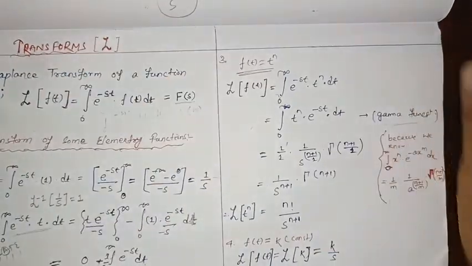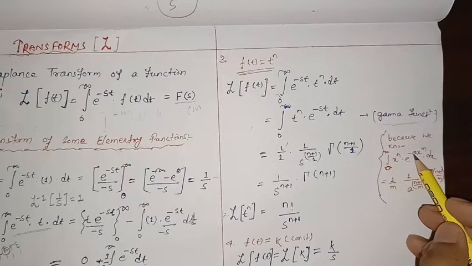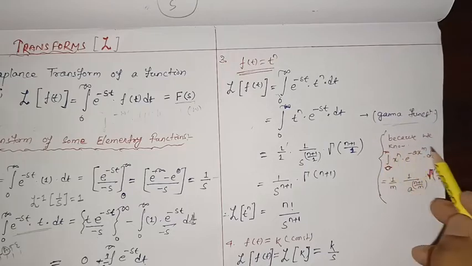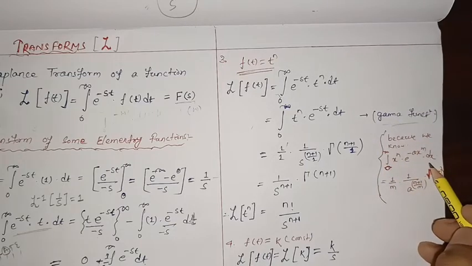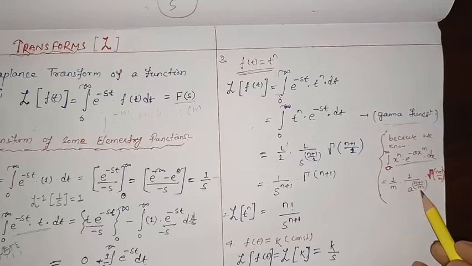You can find that the integral from 0 to infinity of x to the power n e to the power minus a x to the power m dx is a gamma function. You can follow the short video. The value of this integral is nothing but 1 by m into 1 by a to the power (n plus 1) by m, into gamma of (n plus 1) by m, right?